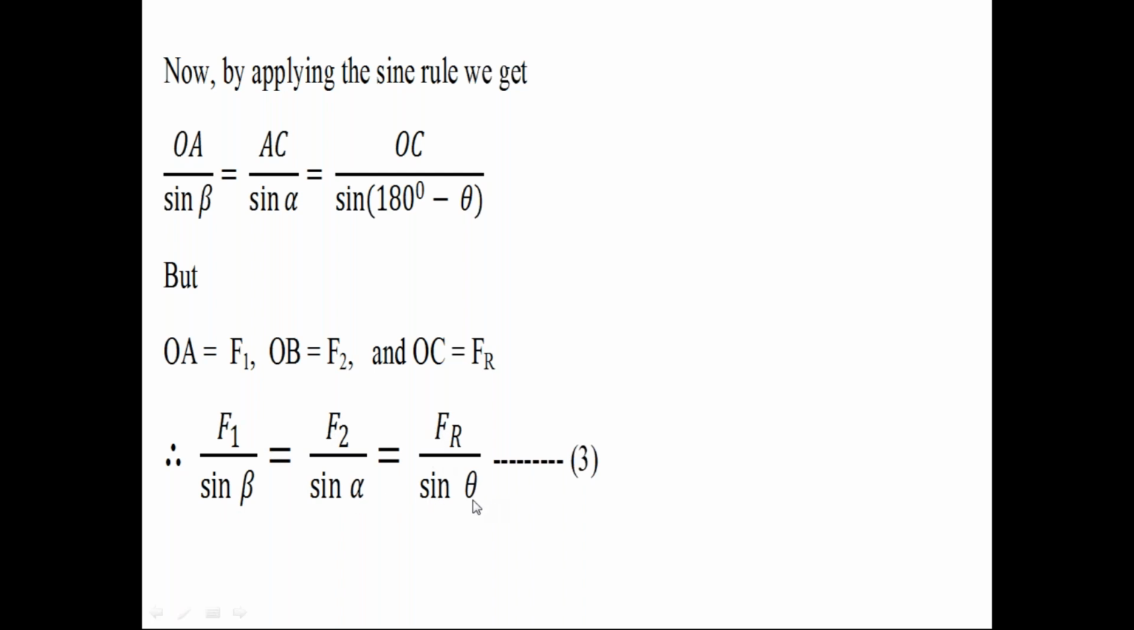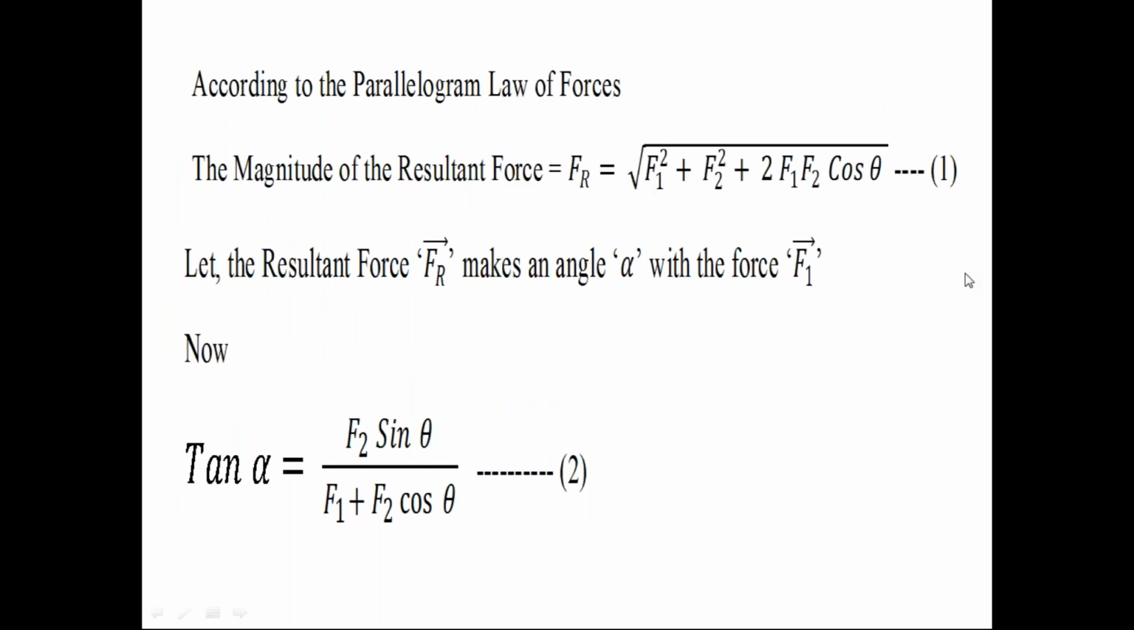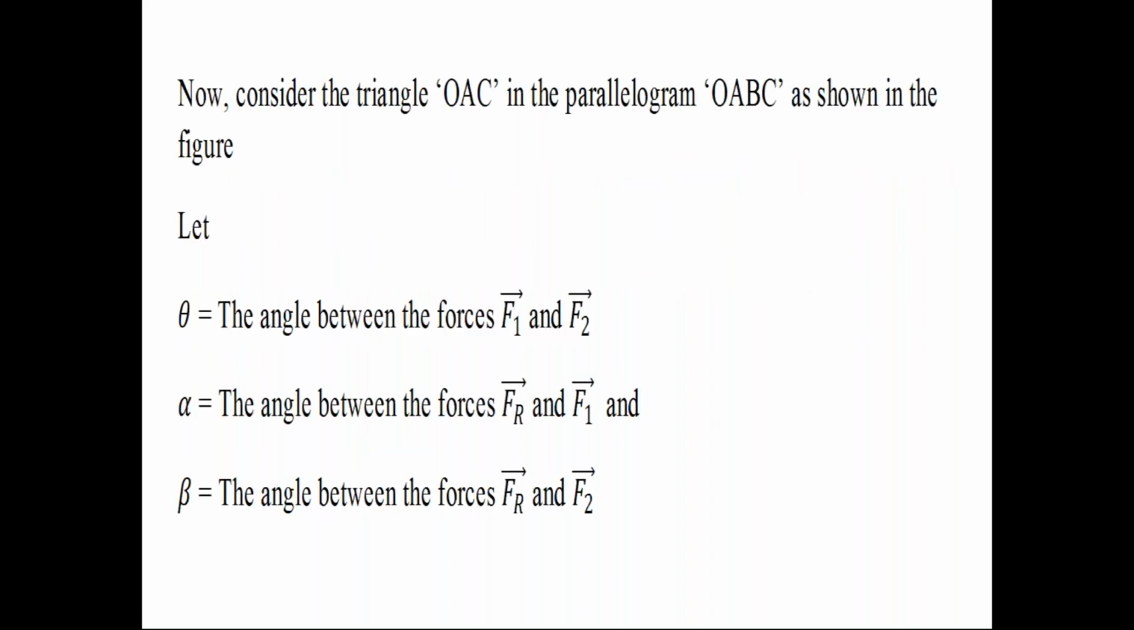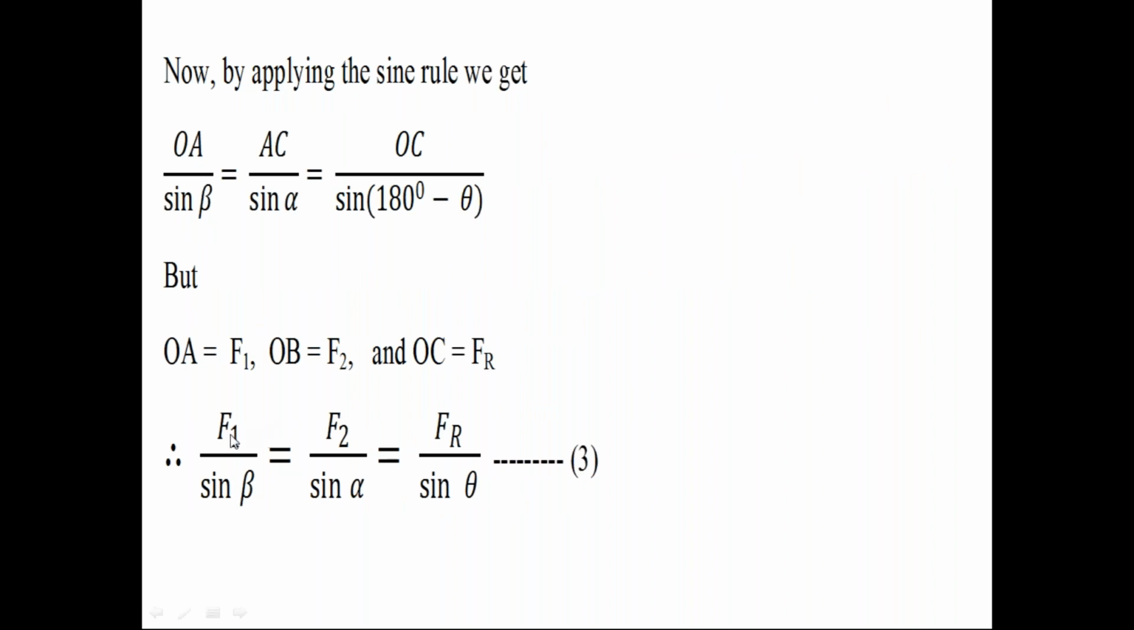So in the parallelogram law of forces, we have three equations. Equation 1 is the resultant force magnitude. Equation 2 is the resultant force direction, where alpha is the angle made by the resultant force with force F1 bar. Then between the forces F1, F2, Fr, we have another relationship in the parallelogram law.